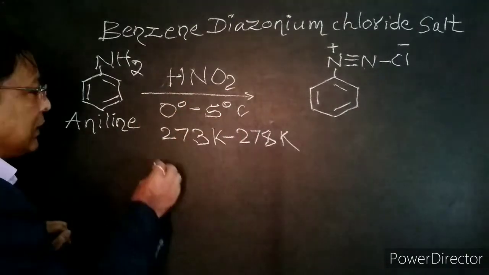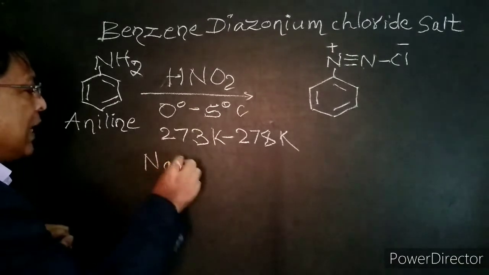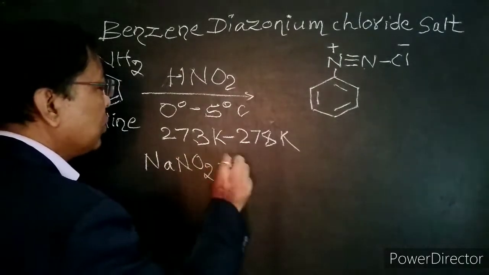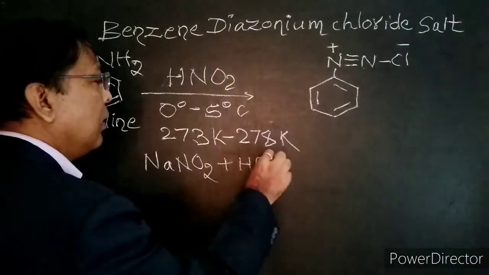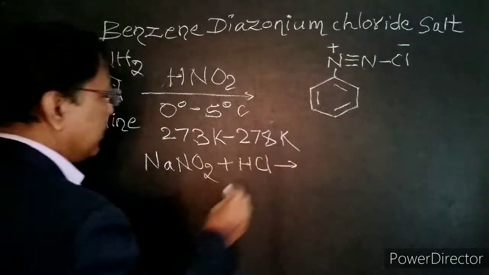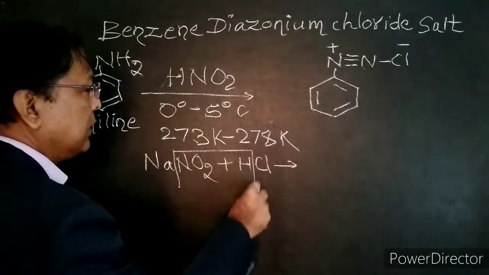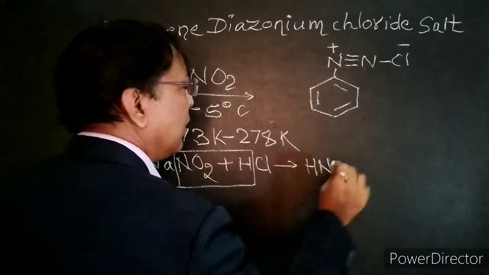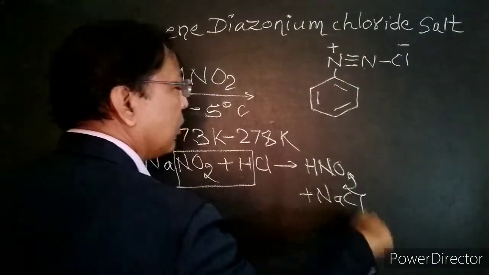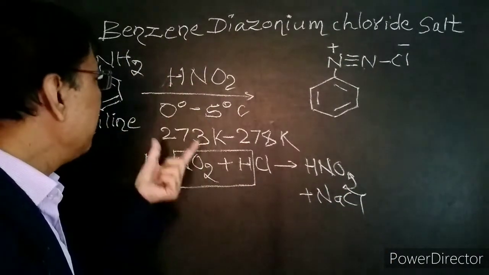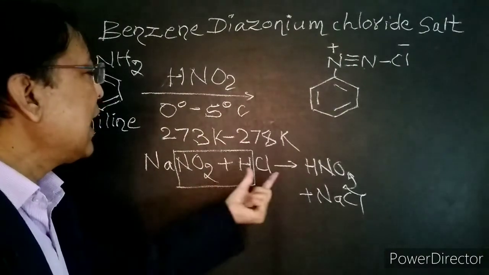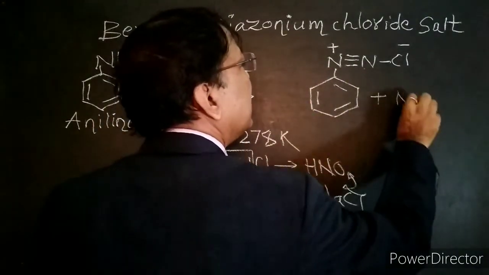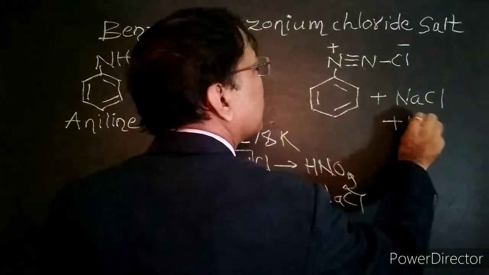How can we prepare nitrous acid? Nitrous acid can be prepared by the reaction between sodium nitrite, that is NaNO2, and hydrochloric acid, HCl. We get HNO2 and NaCl, that is nitrous acid and sodium chloride. That means this nitrous acid is prepared from the reaction between sodium nitrite and HCl. So during this reaction, NaCl is also formed and water is also formed.